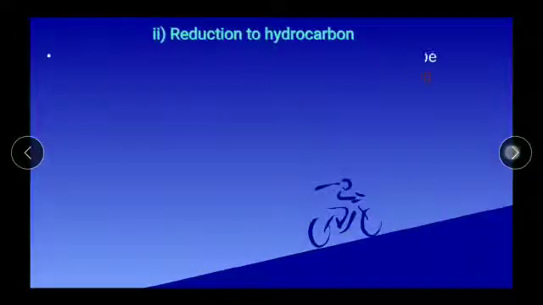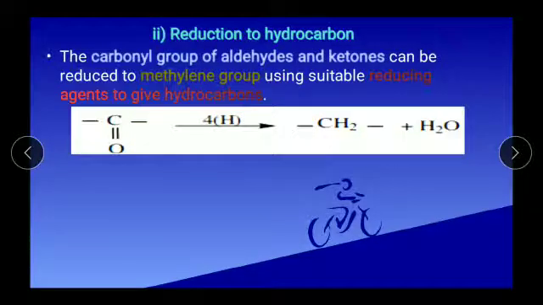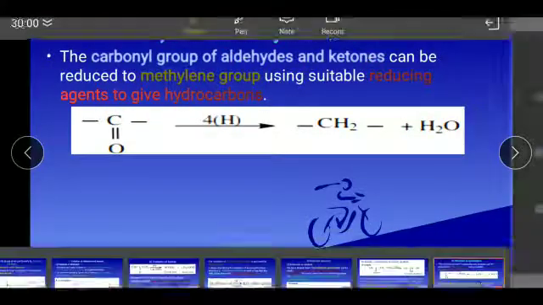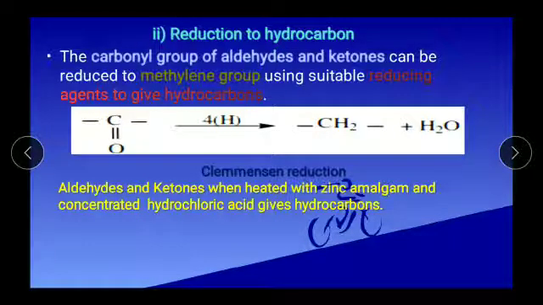Reduction to hydrocarbon. The carbonyl group of aldehyde and ketone can be reduced to the methylene group, that is CH2. By using a suitable reducing agent, aldehydes and ketones give the hydrocarbons, and the carbonyl group C double bond O changes into a methylene group, CH2. We can understand by suitable examples also.